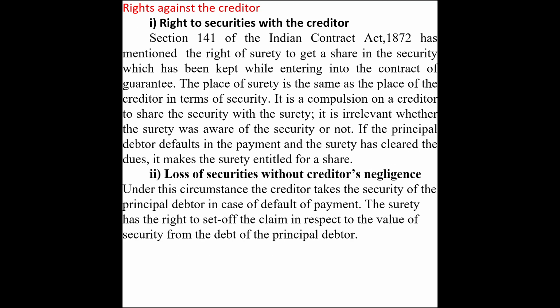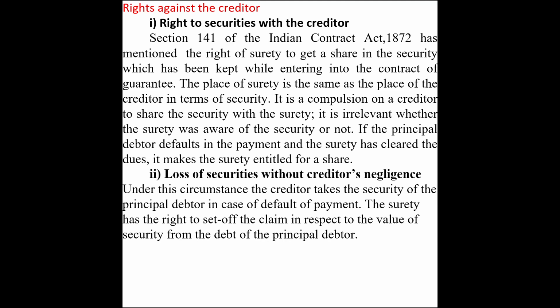The first one is right against the creditor. The right against the creditor is of two types. One is right to securities with creditor, and the second one is loss of securities without creditor's negligence. The first one is right to securities with the creditor. As per Section 141 of the Indian Contract Act 1872, the right to securities with creditor is nothing but the right of surety to get a share in the security. That is, here the creditor has to give security with the surety. It is nothing but whether the surety was aware of the security or not. If the principal debtor fails to make a payment, the surety has to clear all the payment that was the responsibility of the principal debtor. That is right to securities with the creditor.